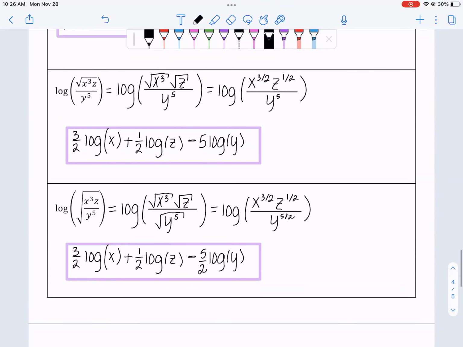Okay. So that is expanding logarithms. It's not so bad. The trick really helps. In our next video, we're going to talk about going the reverse direction. So we're going to talk about starting here and going back up to here. So exciting. I'll see you then.